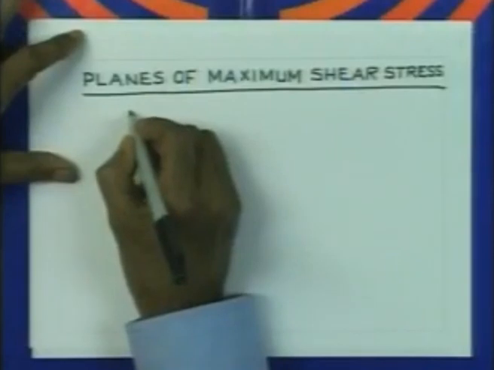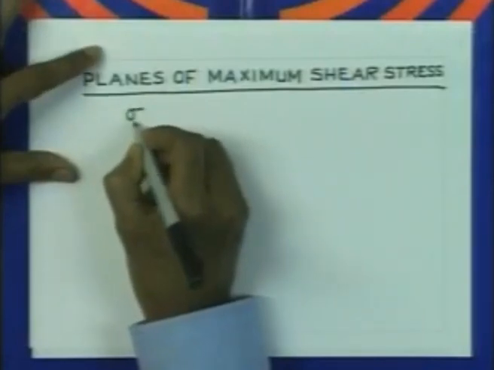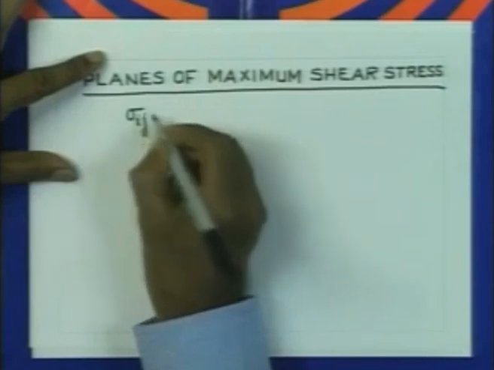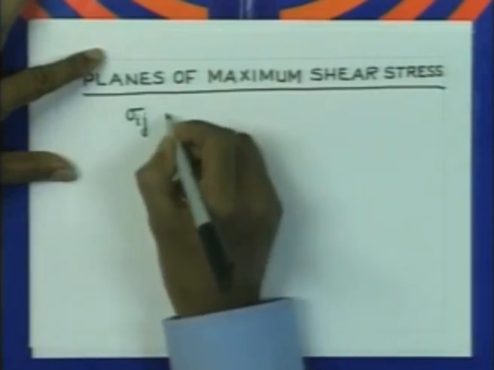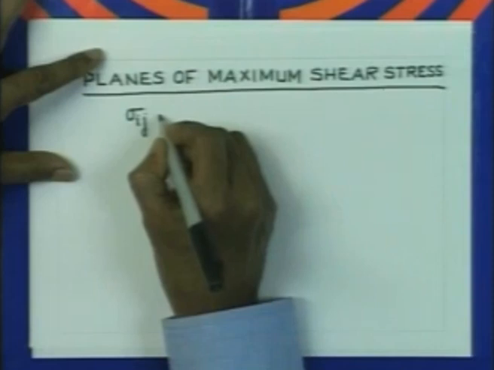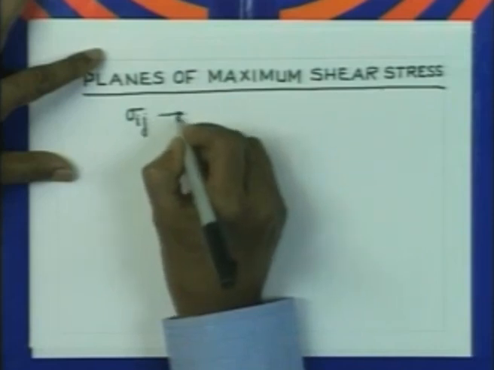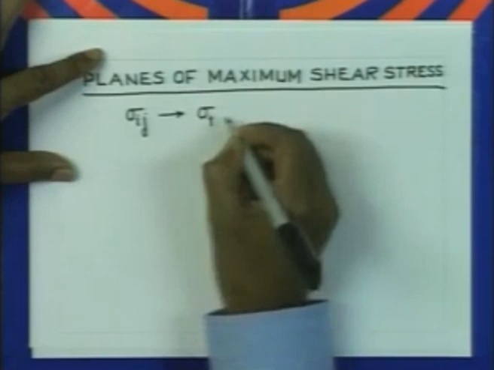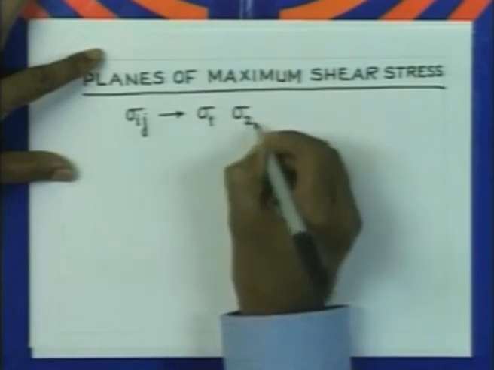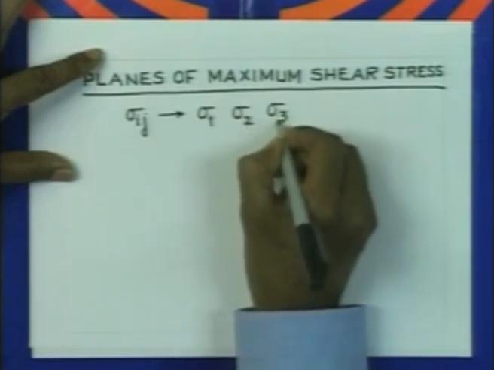Now we would like to consider determination of planes of maximum shear stresses at a point. Let us consider that the stresses at a point are given by the tensor sigma ij, and from this you can determine the principal stresses sigma 1, sigma 2, sigma 3 and their directions.